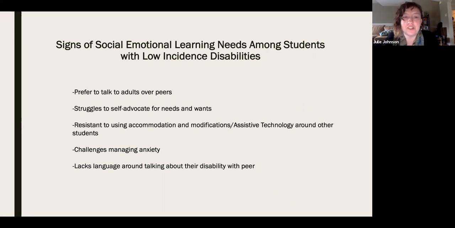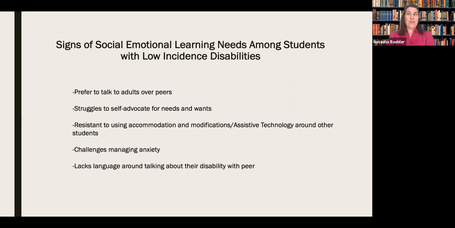So prefers to talk to adults over peers. This is one that is probably among the most prevalent and the hardest to draw the line between an actual social emotional learning need or a social emotional experience need and just a kid who is highly linguistic. Because kids who are also highly linguistic will talk to people who are on their linguistic level, which may or may not be their peers.